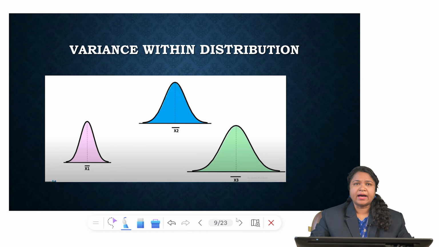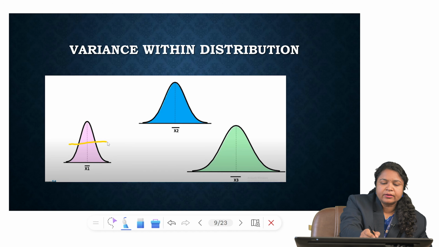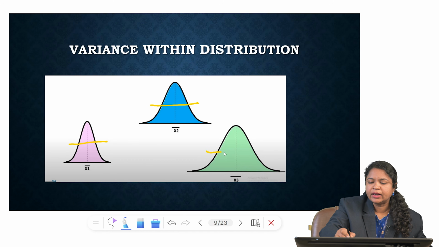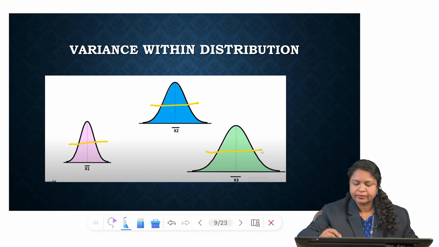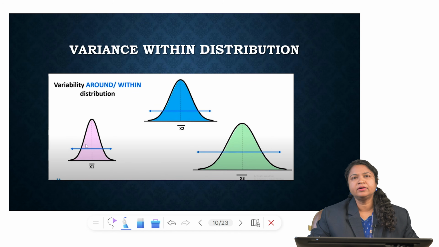Let us take an example where you can easily understand how to calculate the variance within the groups. Let us take 3 samples, x1, x2 and x3. If I want to calculate the mean within the group, I get the average over here. So this is the variance within the distribution.